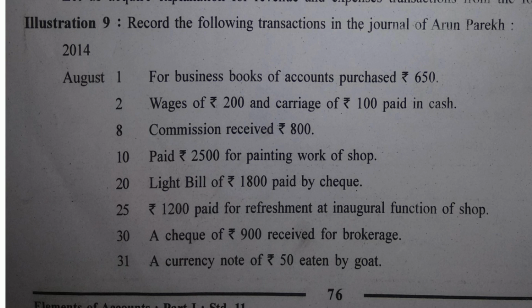So firstly, stationery expense account debit 650. Why? Because books of accounts come under the category of stationery expense, and expense is to be debited as per the rule of nominal account. So stationery expense account debit 650 to cash account. Cash goes out.